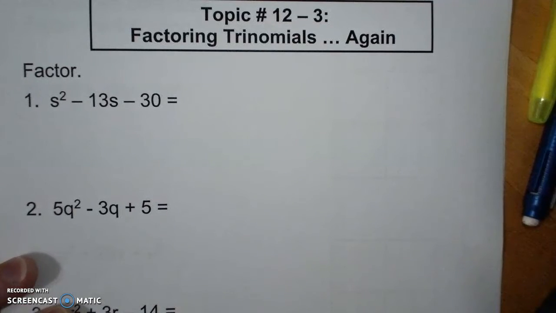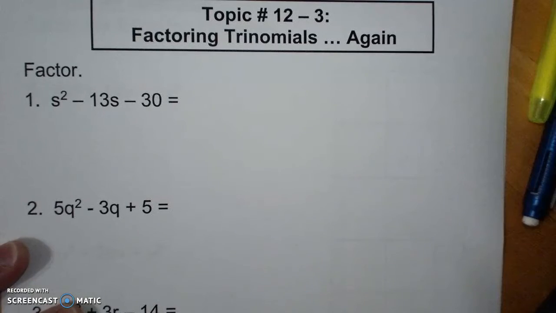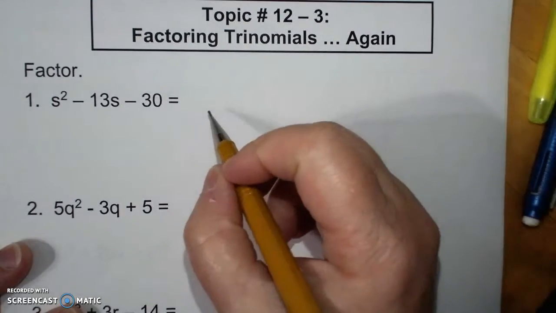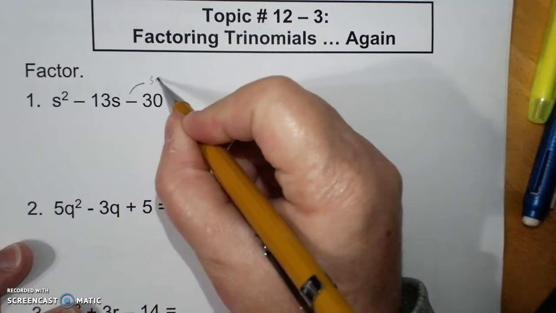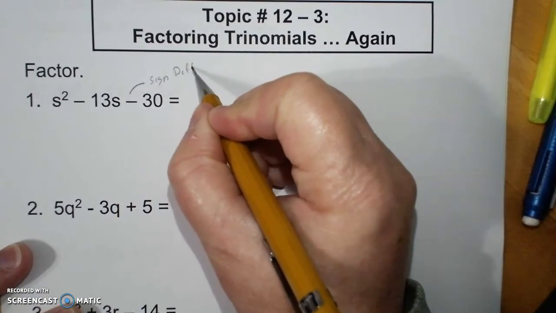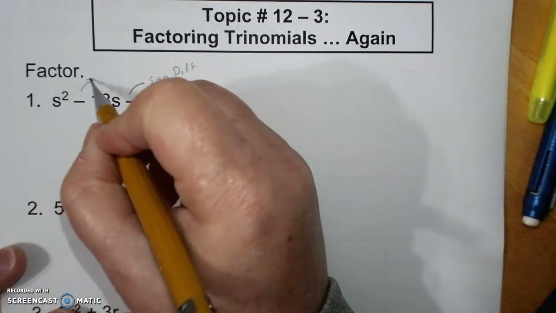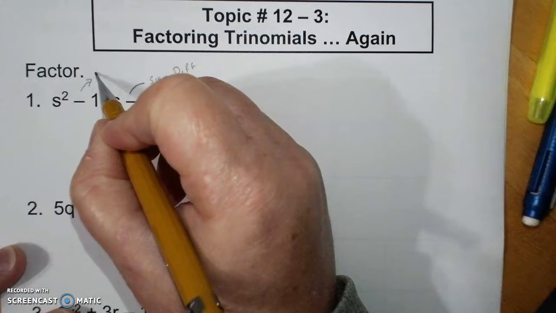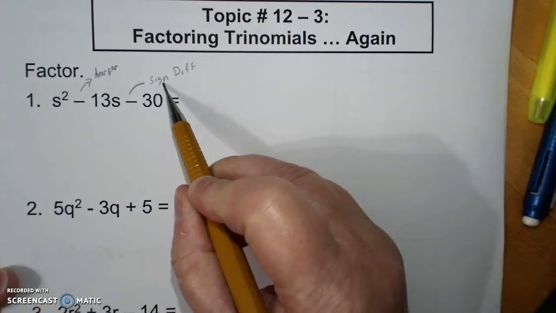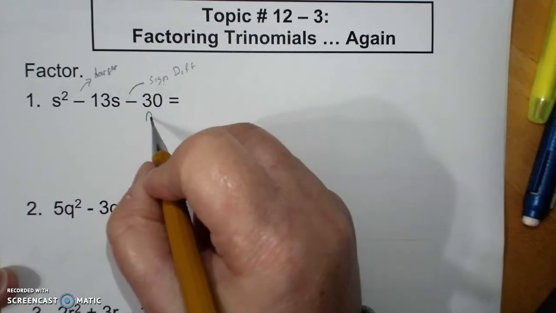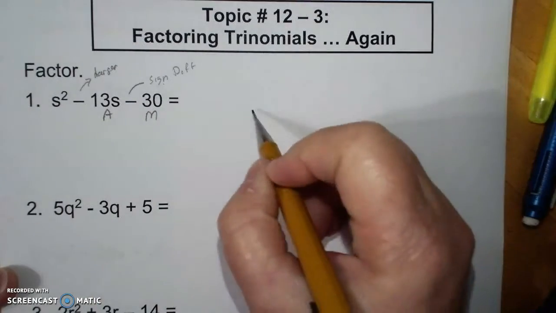This is topic 12-3, factoring trinomials again. Because I am comfortable with tic-tac-toe, this is the way I'm going to do it. These signs are different. The larger looking one is going to be a negative. Signs are different means I'm subtracting. This is my multiply, this is my add.